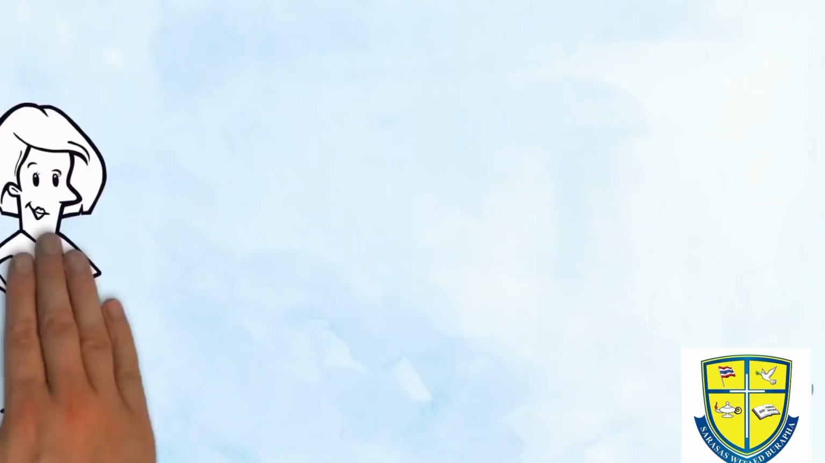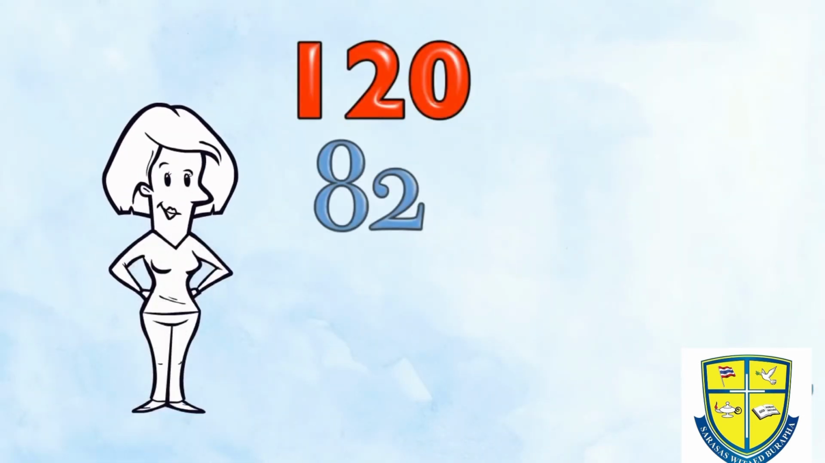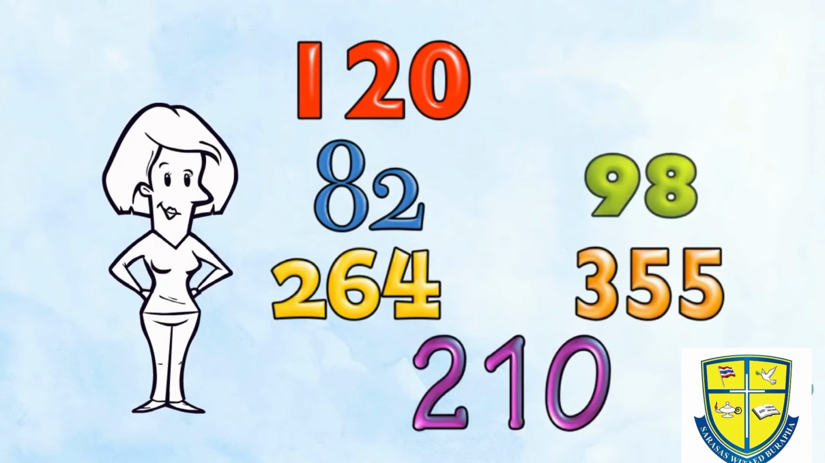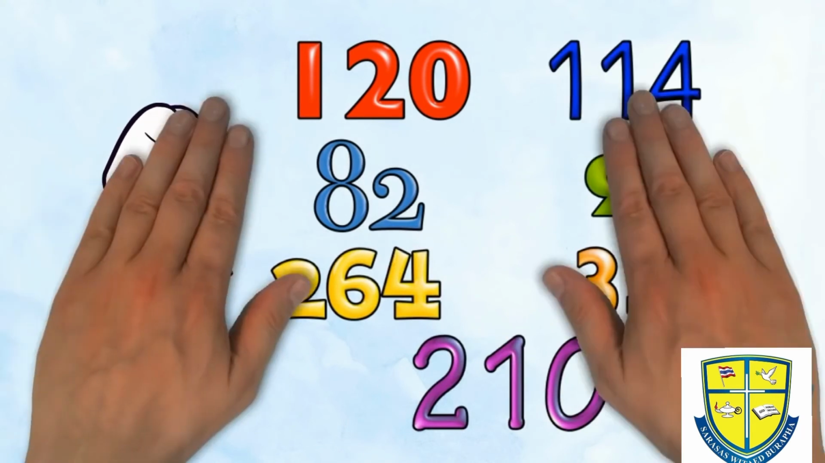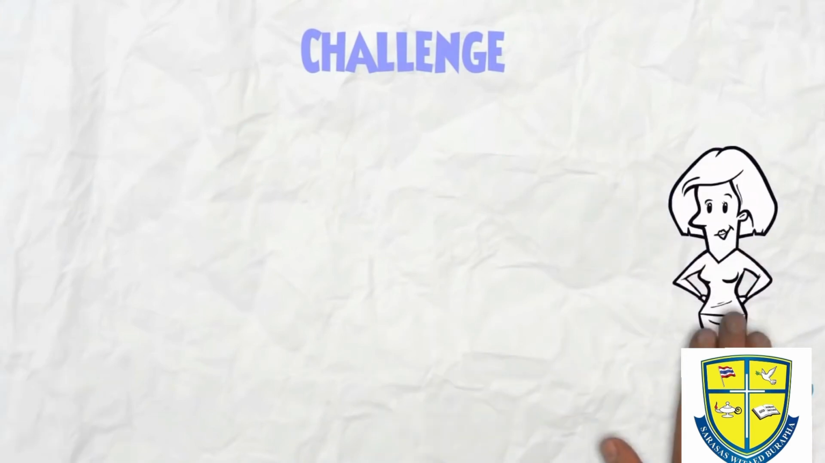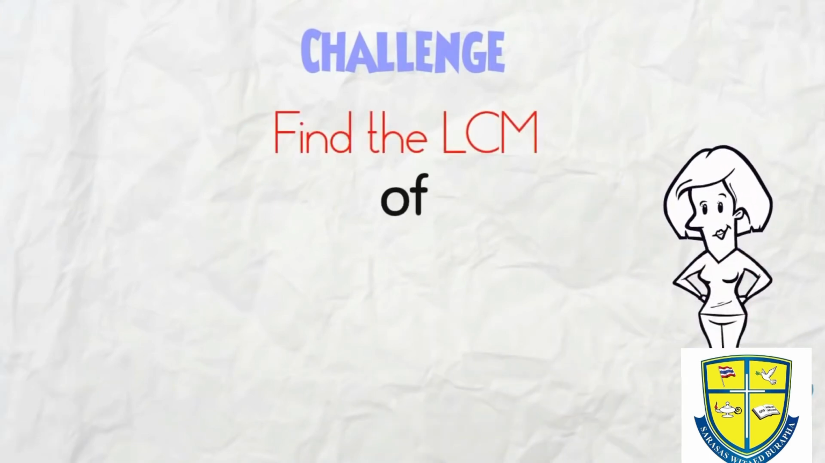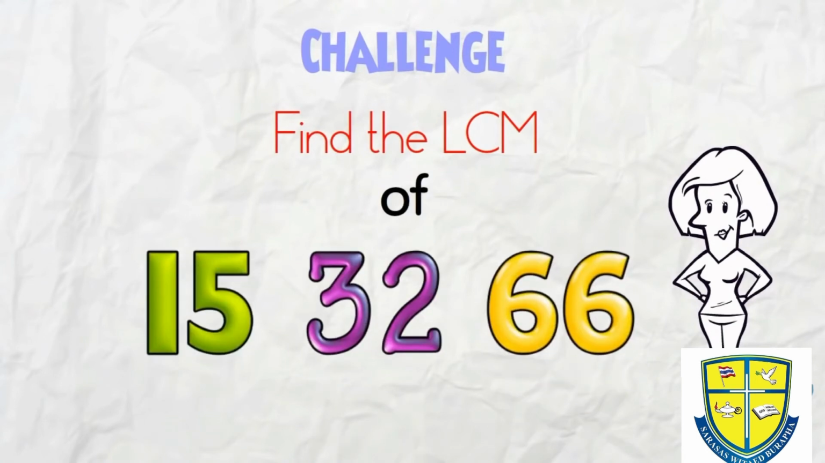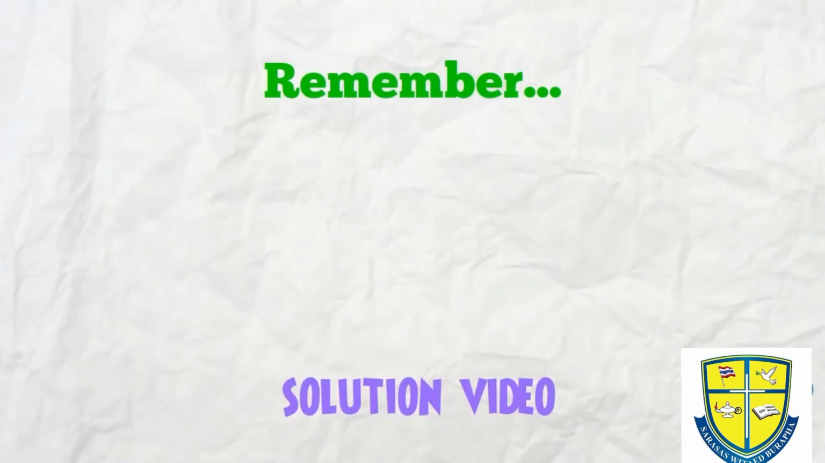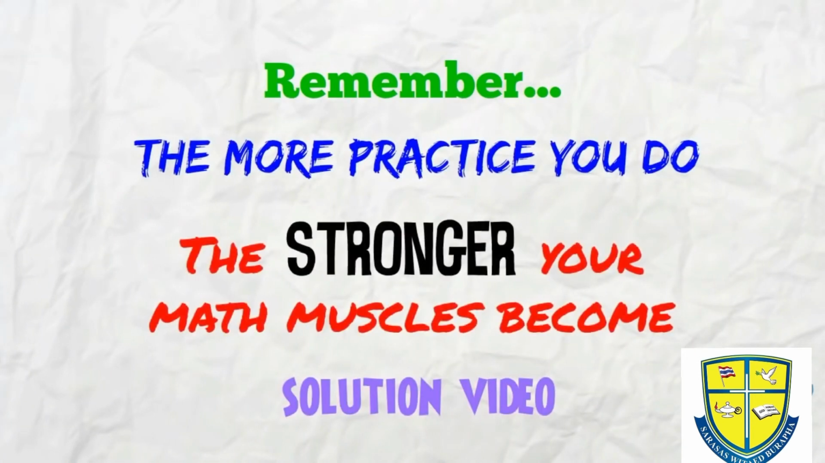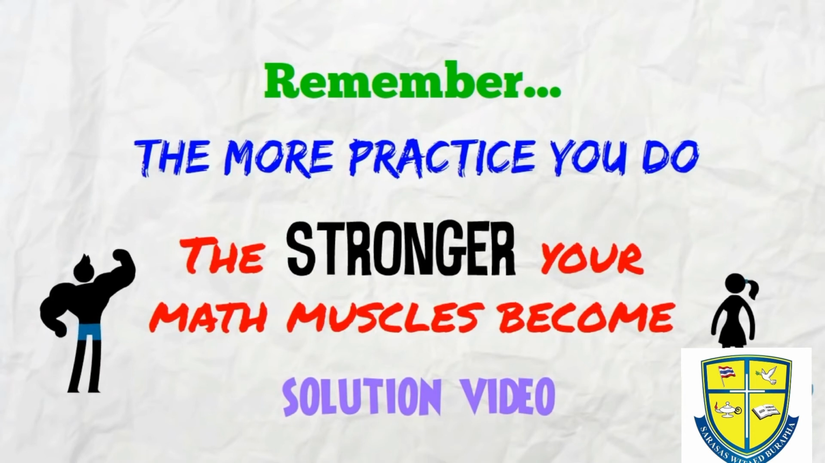You can see when you are given even bigger numbers, using the prime factorization method is going to be very helpful. Now here's a challenge for you. Using the method I just showed you, find the LCM of 15, 32 and 66. You can do it. The more practice you do, the stronger your math muscles become.